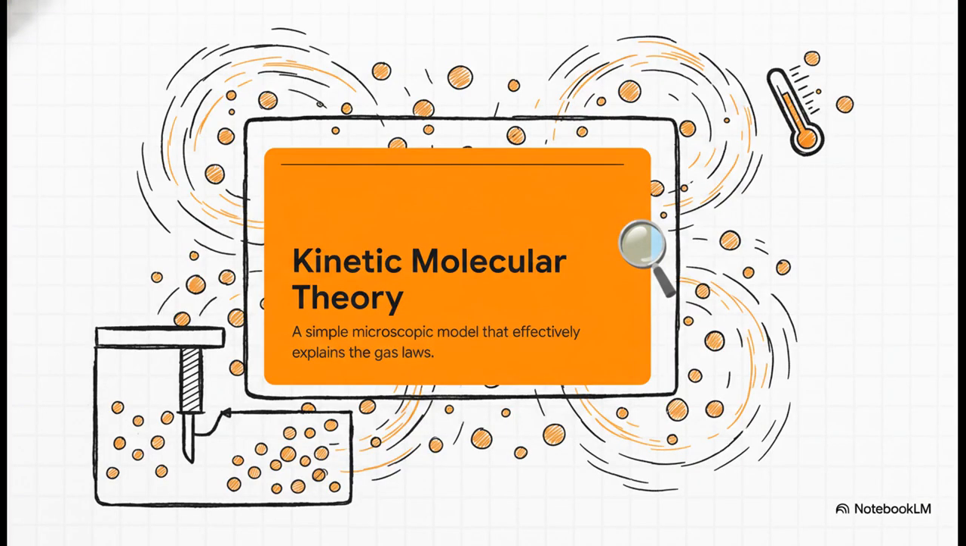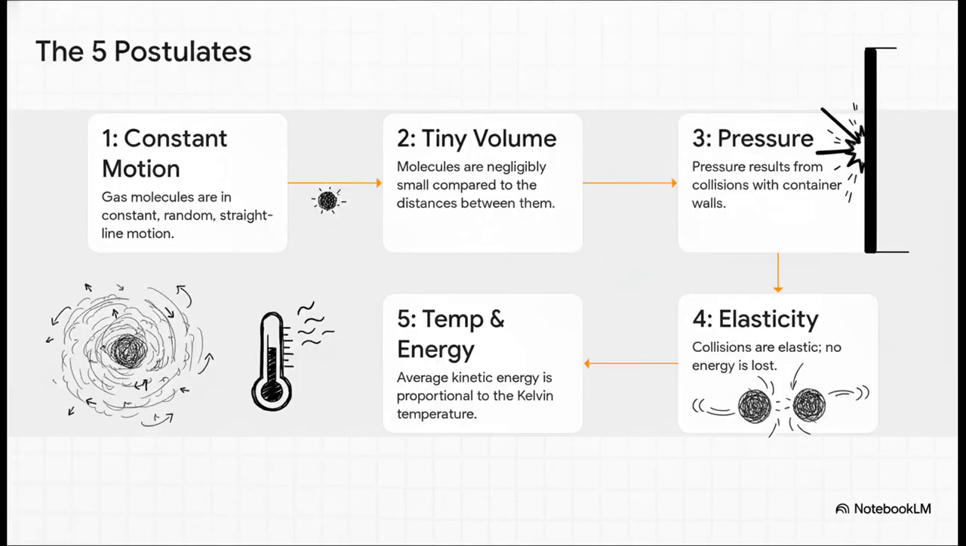So, it's called the Kinetic-Molecular theory, or just KMT for short. Now, that sounds like a mouthful, I know, but the idea itself is actually brilliant. It basically says, hey, what if gases are just a bunch of tiny, fast-moving particles? If we figure out the basic rules for how they move, maybe we can explain all those complicated gas laws. And it all boils down to these 5 core assumptions, or postulates.